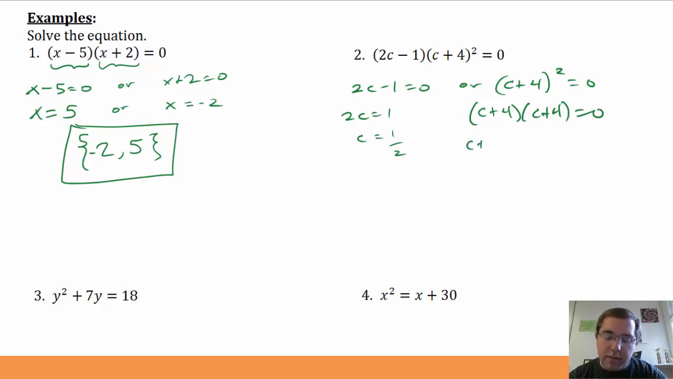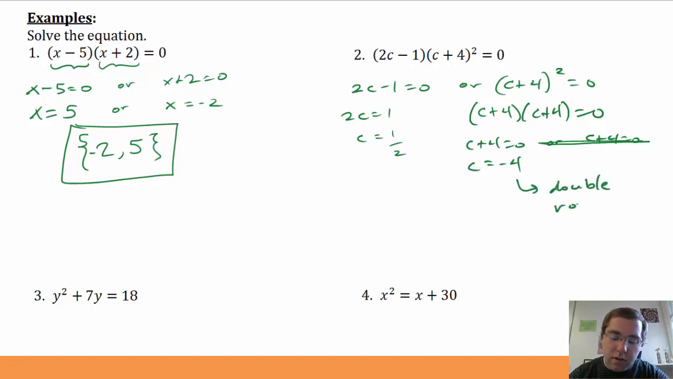That means that c plus 4 equals 0, or c plus 4 equals 0. Well, those are going to give us the same answer. So we really only need to do that once. And then just note that, in this case, negative 4 shows up twice. So negative 4 is considered a double root. Each of these values for the variable is called a root of the equation. When it shows up twice, like negative 4 does here, it's called a double root. But we still write the solution set in the same way, negative 4, comma, 1/2.